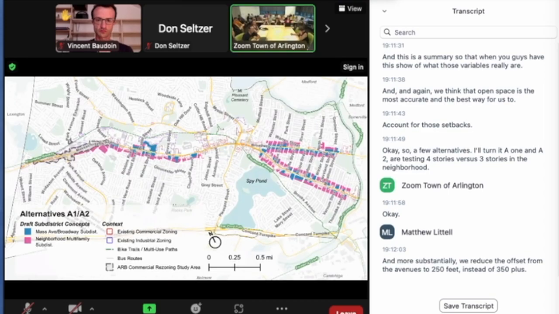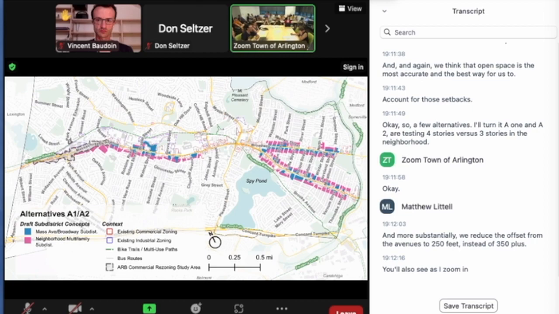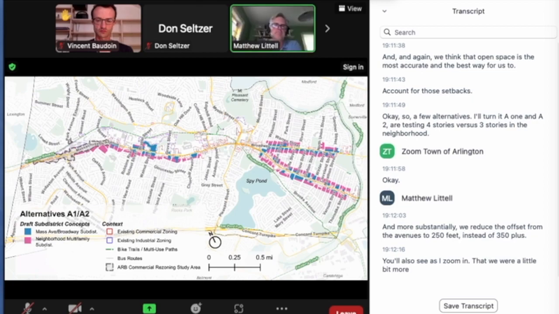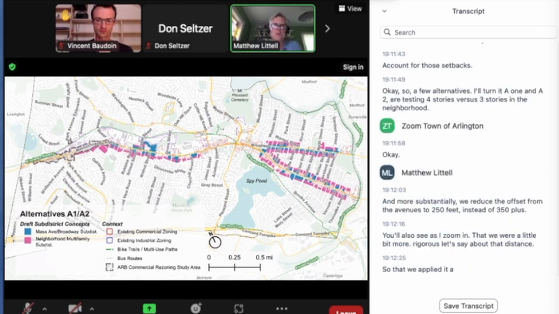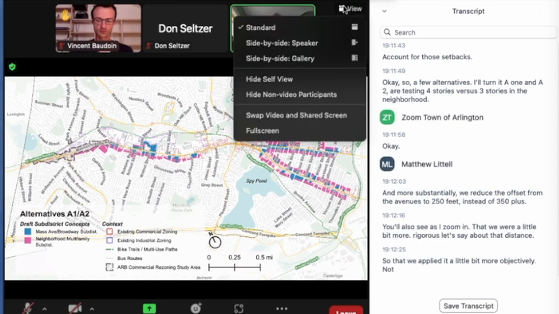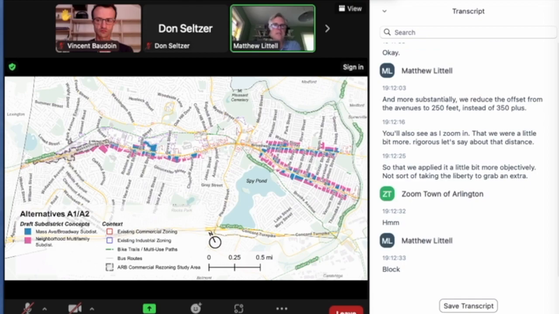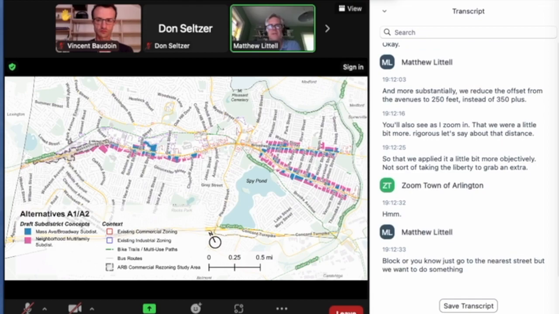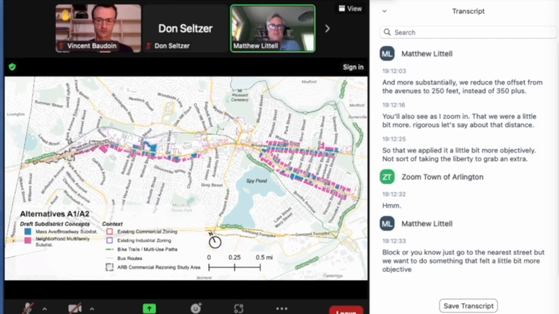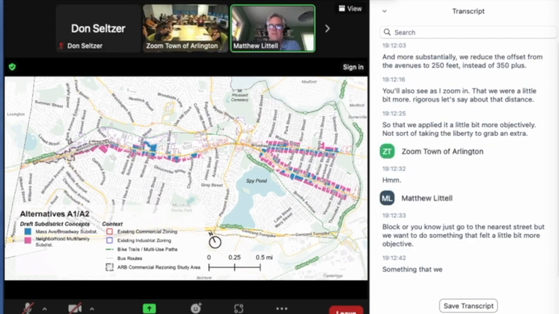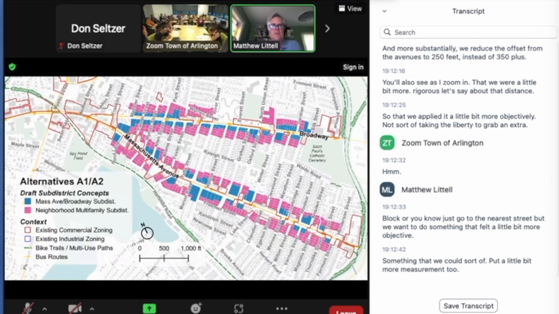You'll also see, as I zoom in, that we were a little bit more rigorous, let's say, about that distance, so that we applied it a little bit more objectively, not taking the liberty to grab an extra block or just go to the nearest street. We wanted to do something that felt a little bit more objective, something that we could put a little bit more measurement to.